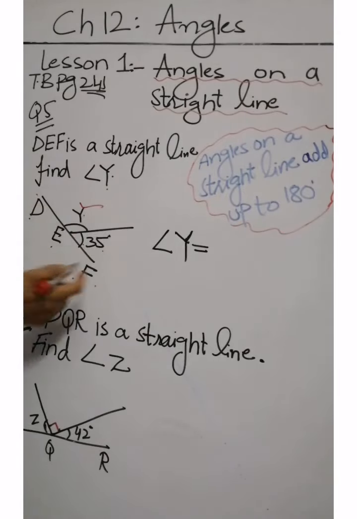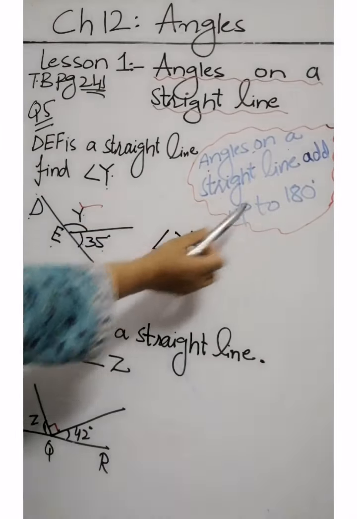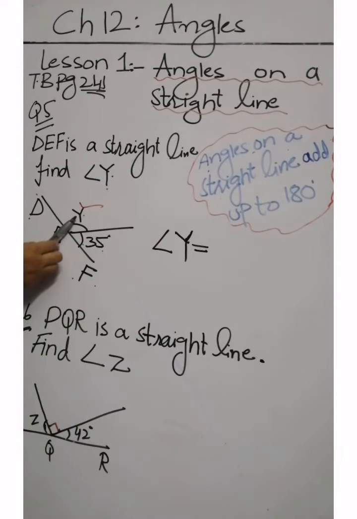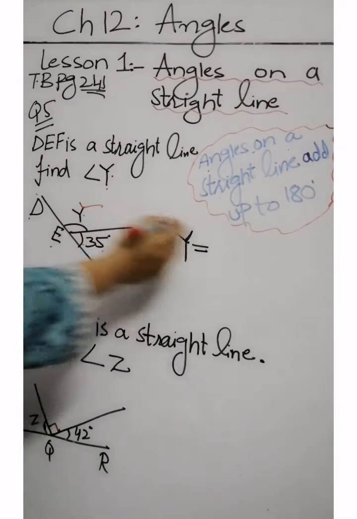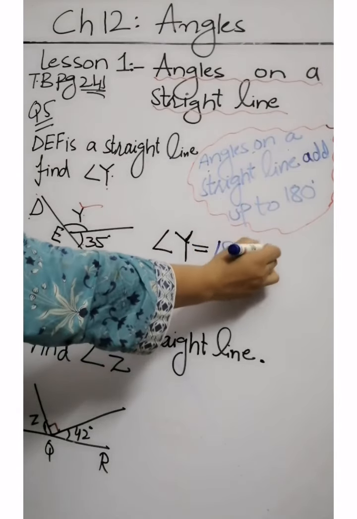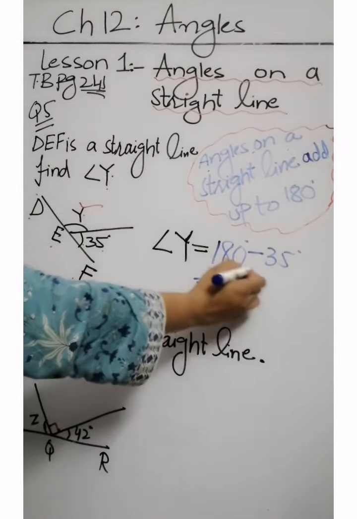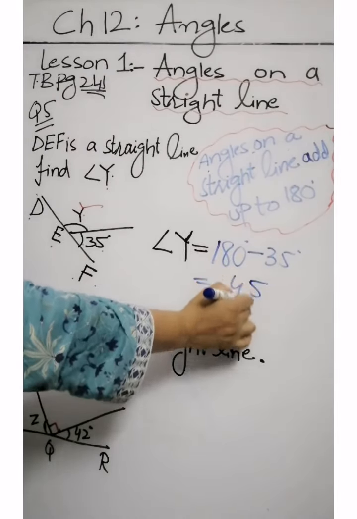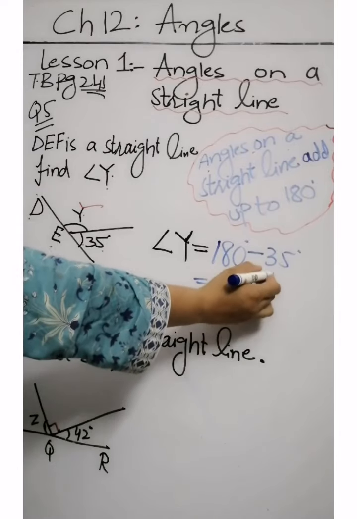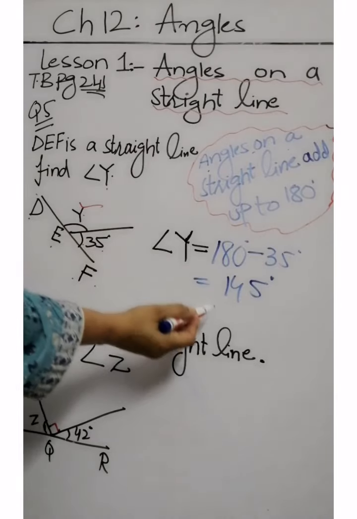We know that angles on a straight line add up to 180 degrees. So if I want to find angle Y, from a straight line I have to subtract 180 degrees minus 35. When I subtract these two values, I get 145 degrees. So the answer is 145.